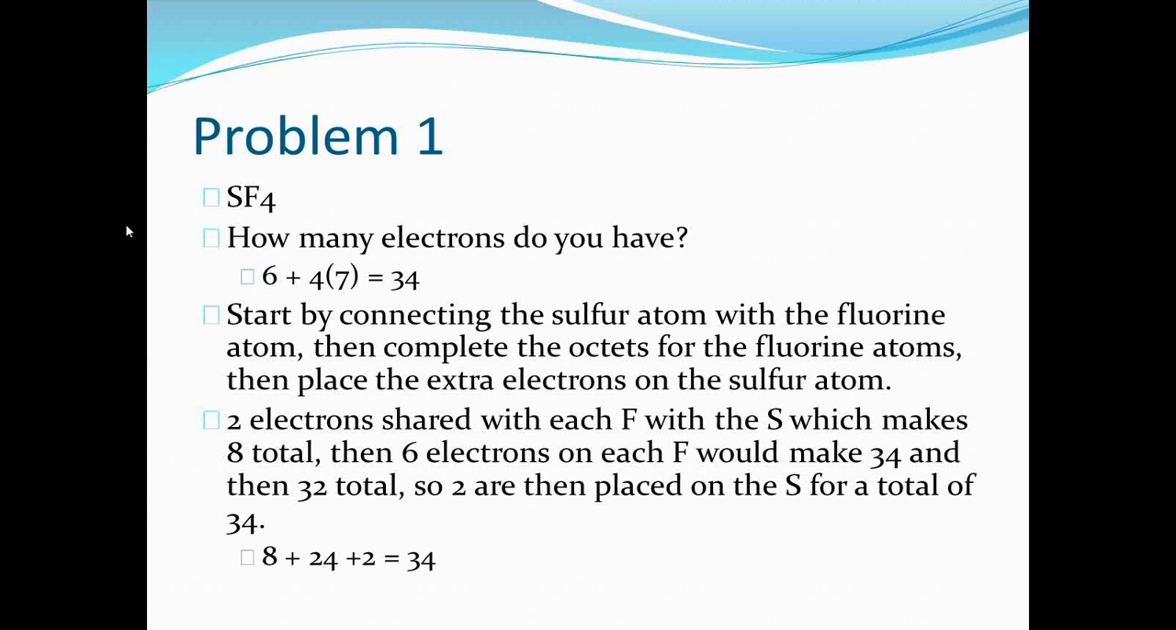Sulfur is in the middle because the central atom is usually presented first in the formula, and the less electronegative atom is usually the central atom. And we know that fluorine is the most electronegative, so sulfur has to be the central atom.